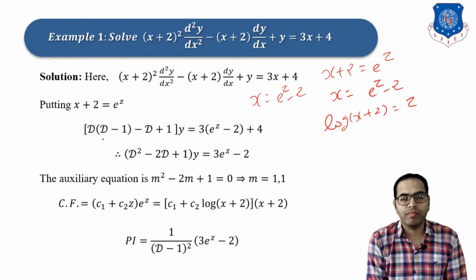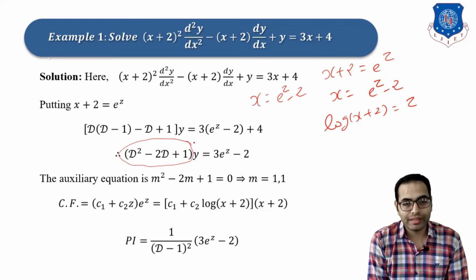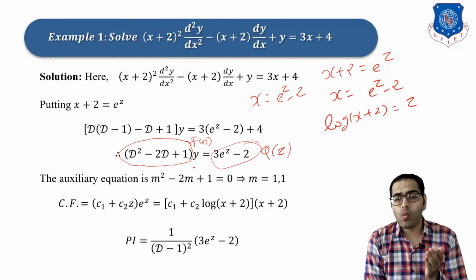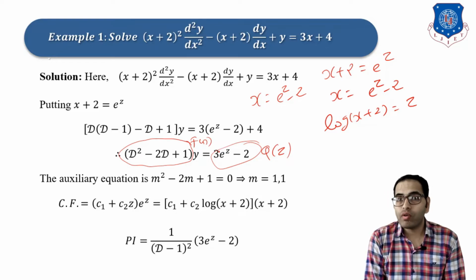Now simplifying that term, that means D^2 - D + 1 - D, that is (D^2 - 2D + 1)y = 3(e^z - 2) + 4. Now this one is our f(D) and this one is our Q(z). With the help of that equation, we find the complementary function and particular integral. Whenever we find the complementary function, we require the auxiliary equation, m^2 - 2m + 1 = 0.